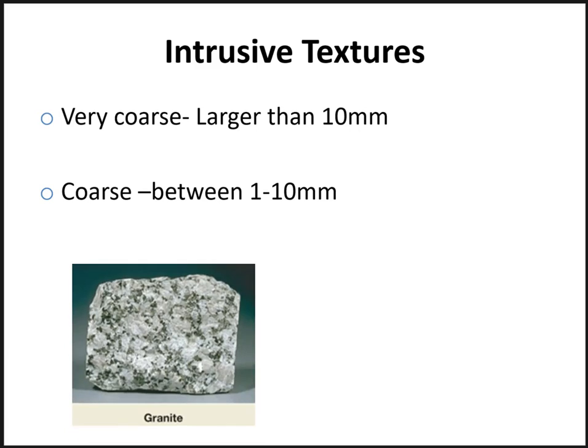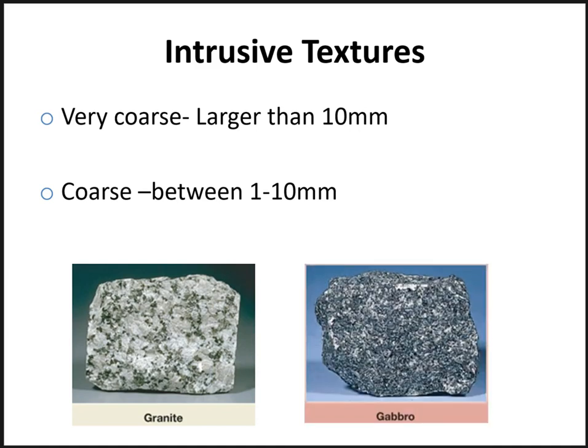The first is granite, which is a coarse grain texture and a felsic igneous rock. The other rock here is a gabbro, which is a coarse-grained mafic igneous rock.